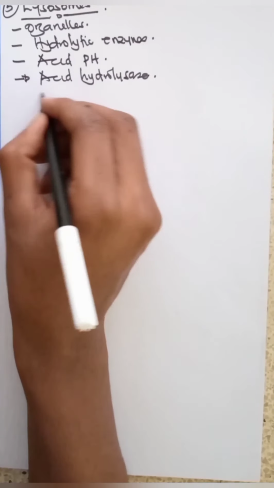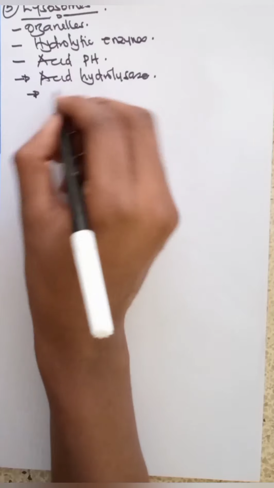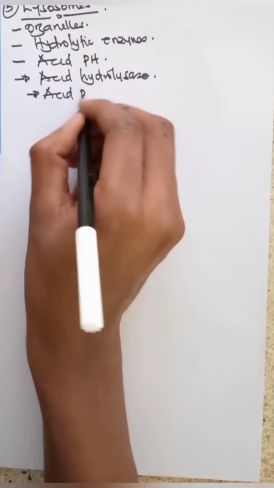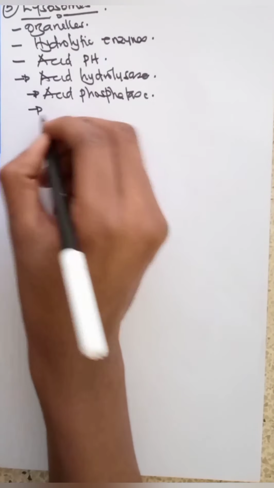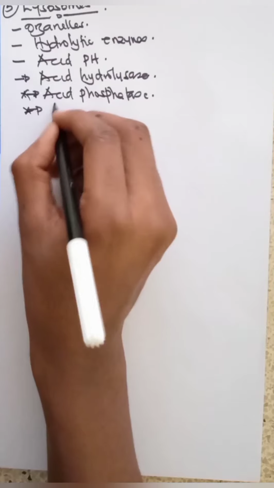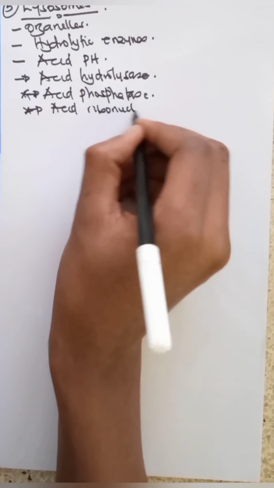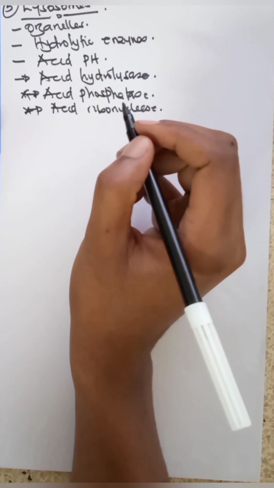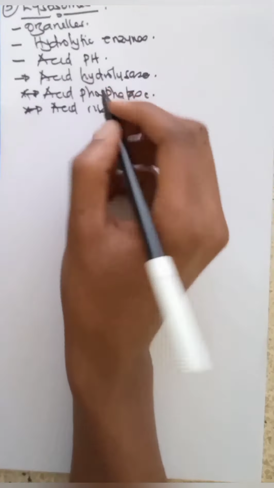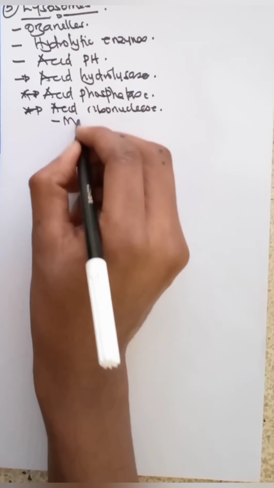Examples of these enzymes include acid phosphatase. We can have the acid ribonuclease and others. So when you look at the lysosome, of course, it is made up of a membrane, as we have said.